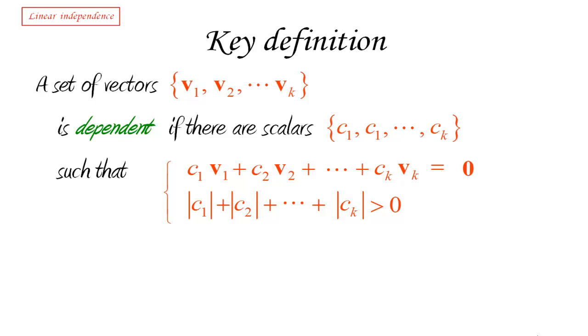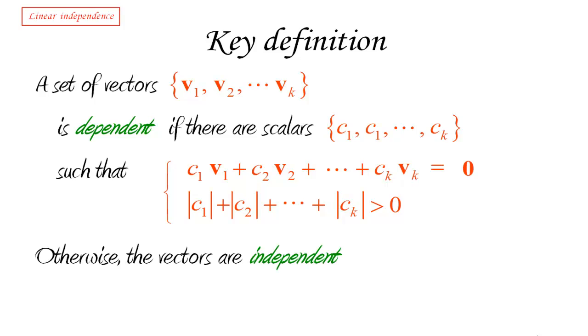Okay, so let's see. That means that a set of vectors is dependent if I can construct a linear combination by using not just the 0 scalars, but some scalars, or a set of scalars, at least one of which is not 0, and that gives me the 0 vector. Otherwise, the vectors are called independent. Ooh, what does that otherwise mean? Well, let me put it another way.